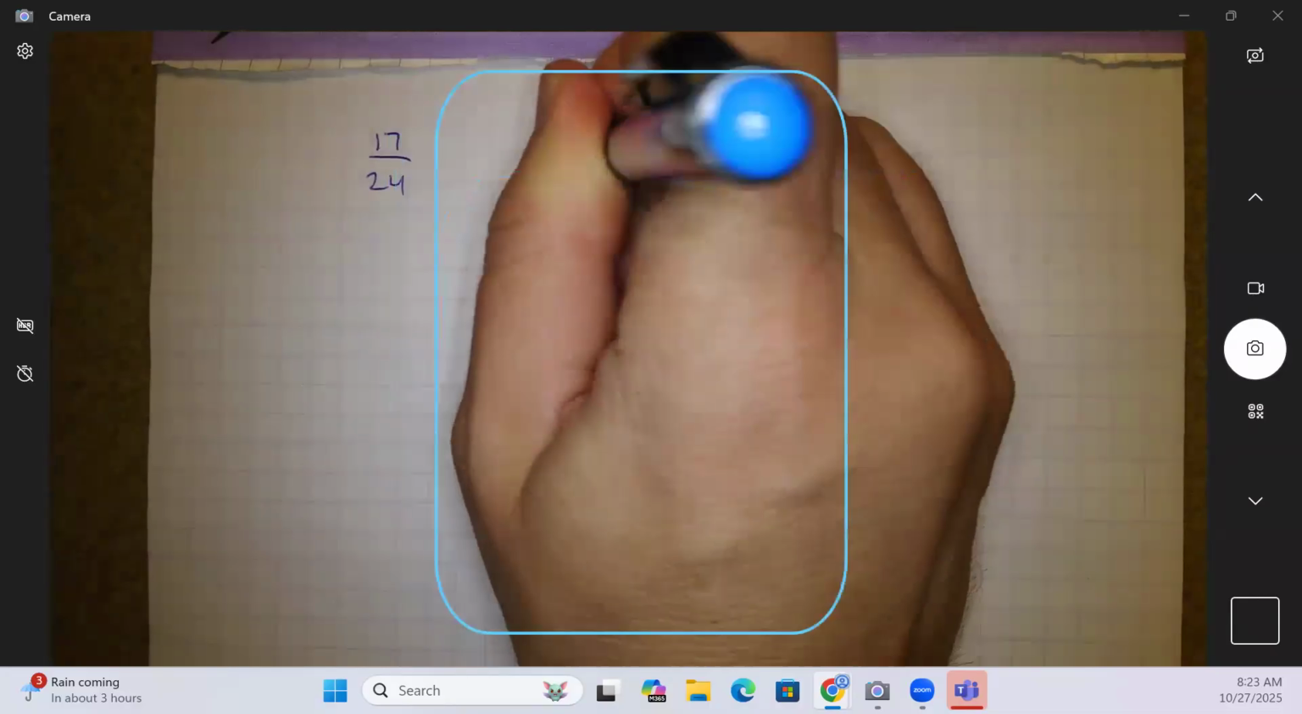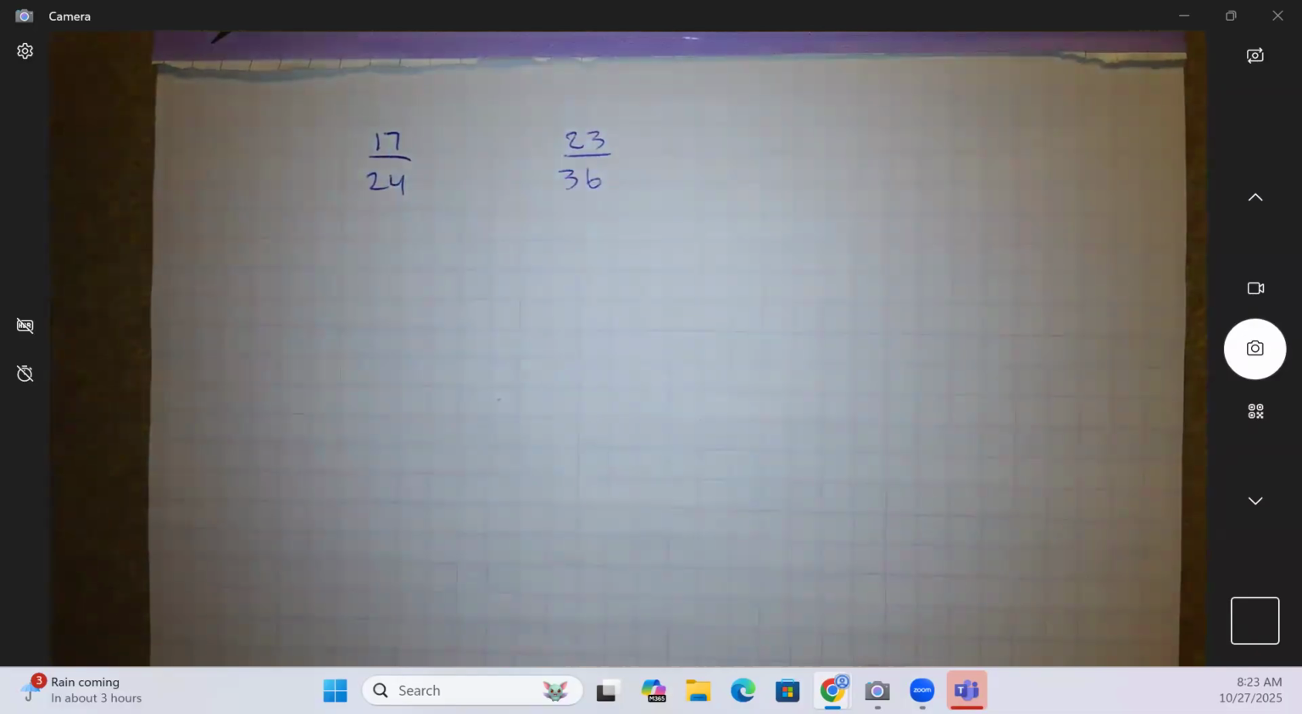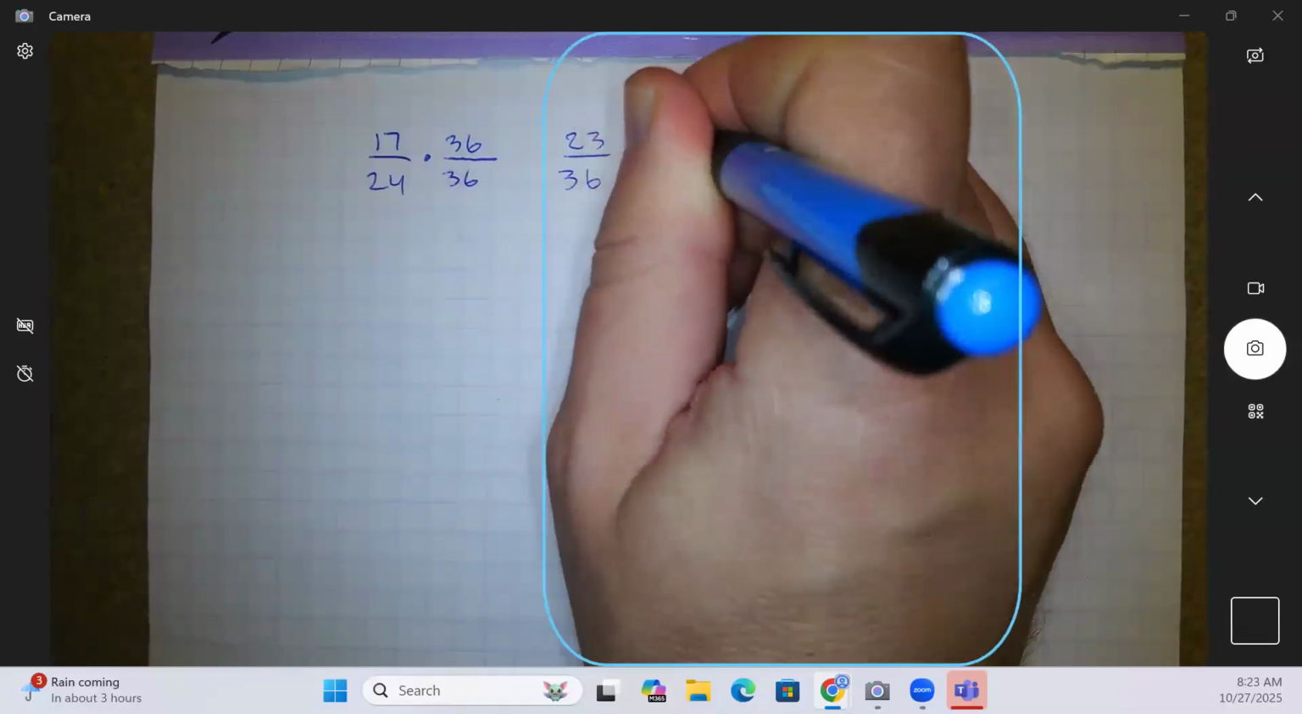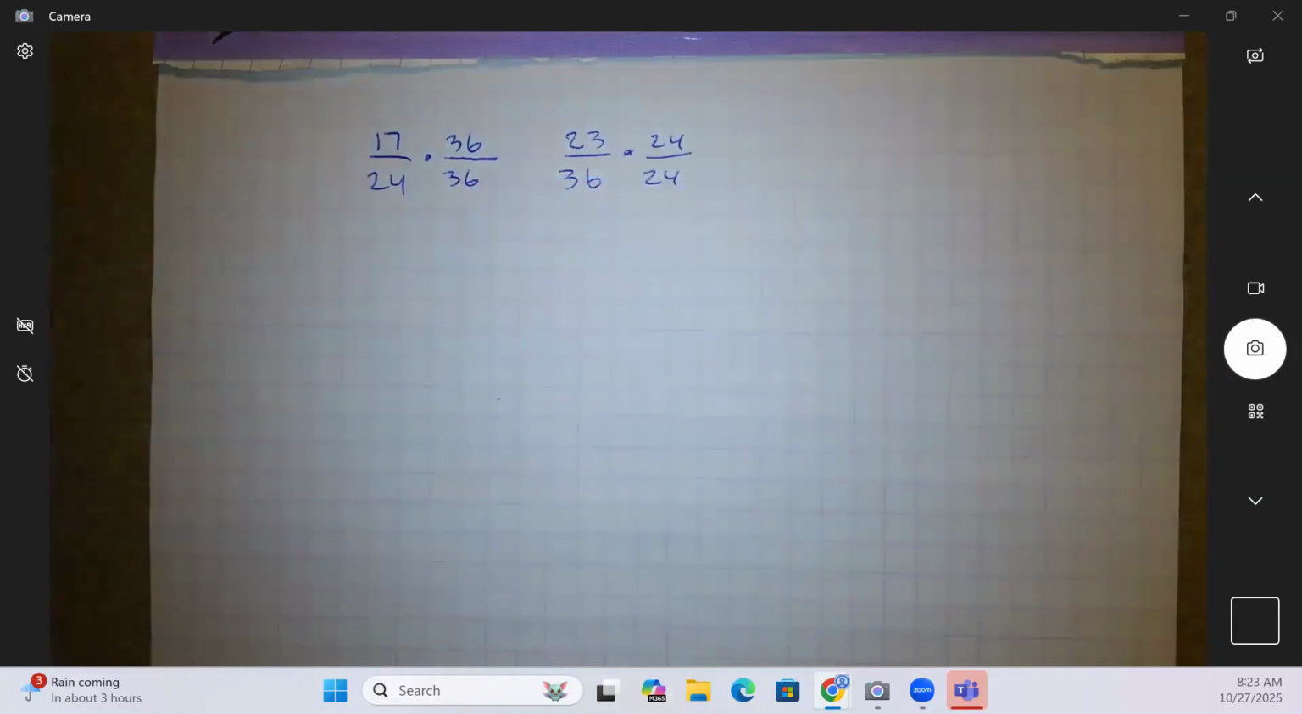Let's do 17 over 24 compared to 23 over 36. And I'm going to say in this time, I don't want to take the time to find the least common multiple. I don't have to, because I always know I can just do the missing part: 17 times 36 over 36, and 23 over 36 times 24 over 24. That's always going to work. You can always just multiply the denominators together.